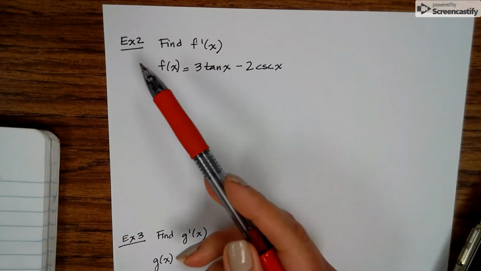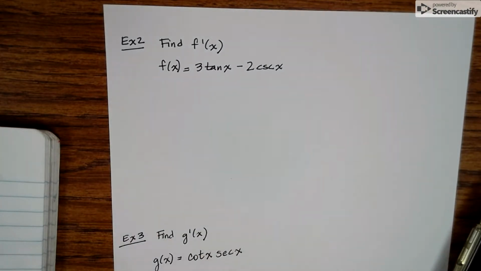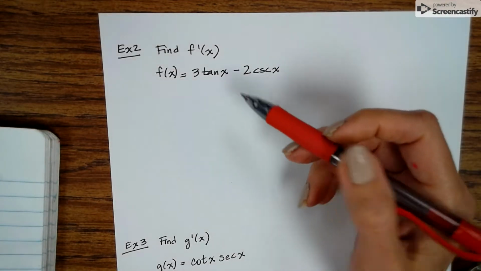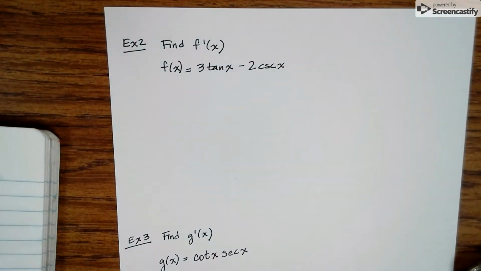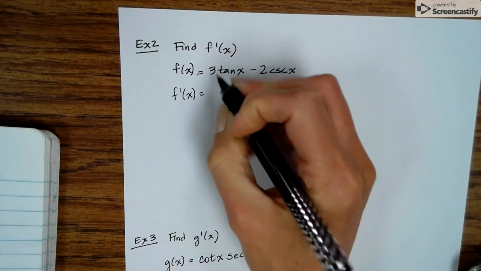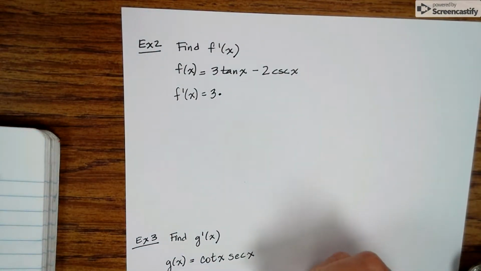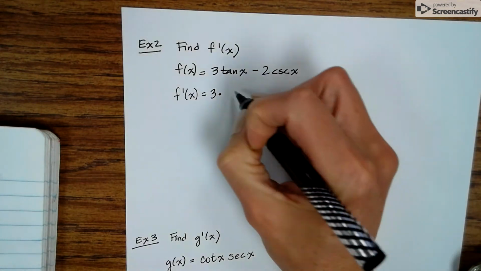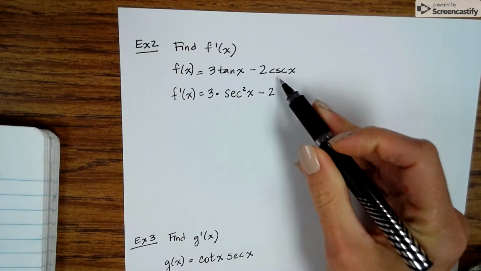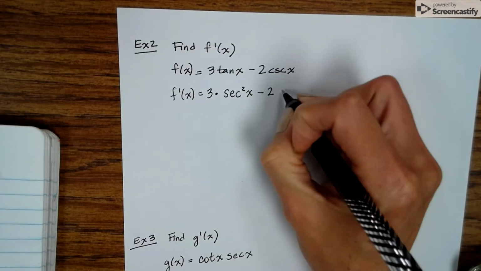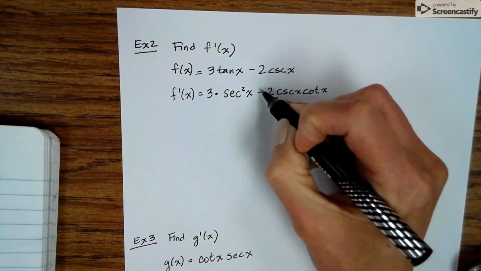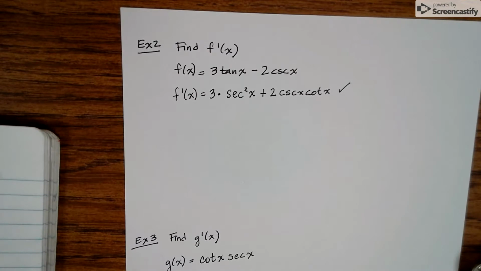All right, for example 2, like in your packet, example 1 was just finding all of the derivatives using sine and cosine for those 4 trig functions. But for example 2, if I want to find the derivative here, f prime of x, this is a constant times the trig function tangent x. So this is going to be 3 times, and the derivative of tangent is secant squared x. So I'm just going to write secant squared x. And then minus 2 times the derivative of cosecant x, and the derivative of cosecant x is negative cosecant x cotangent x. So I'm going to then change this negative here to a positive, and that's it on that one.